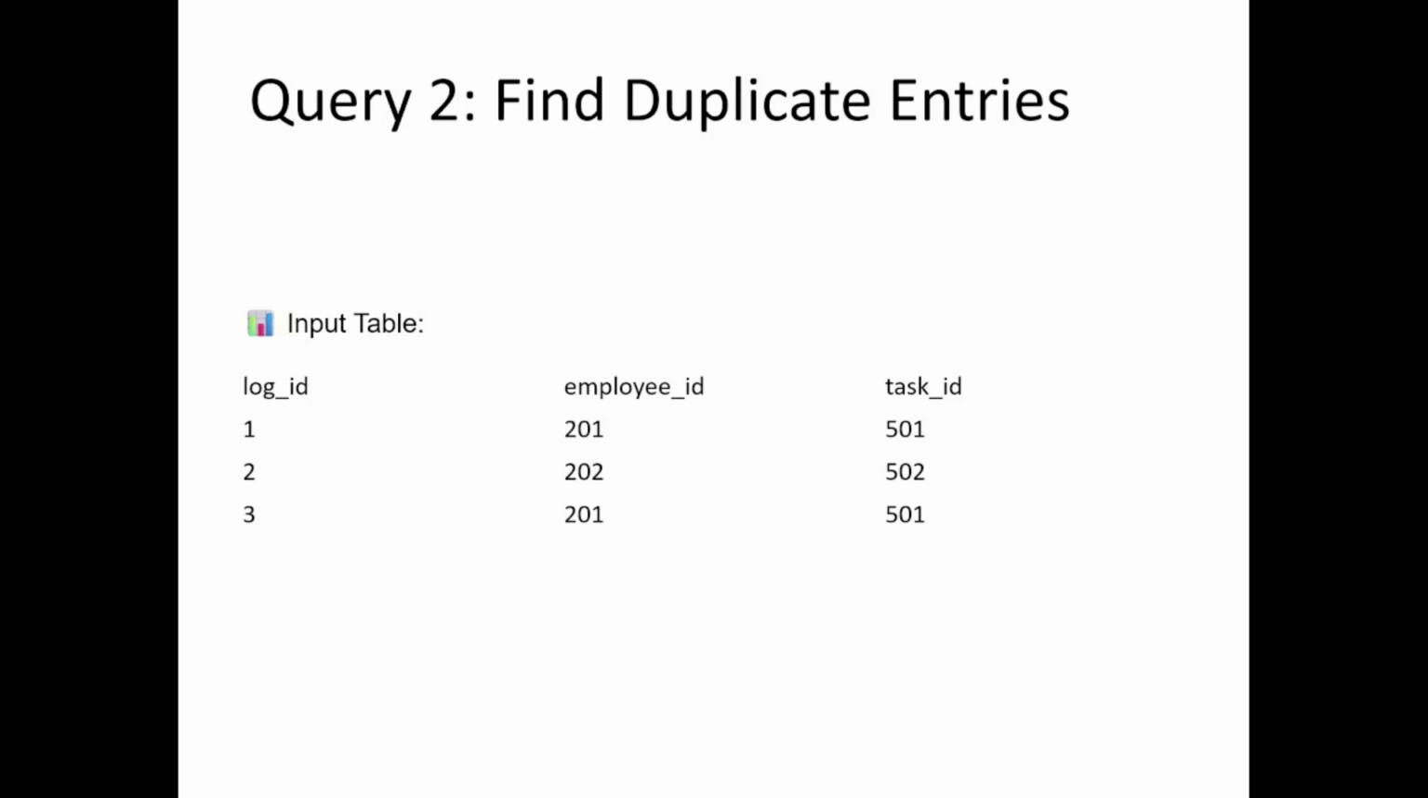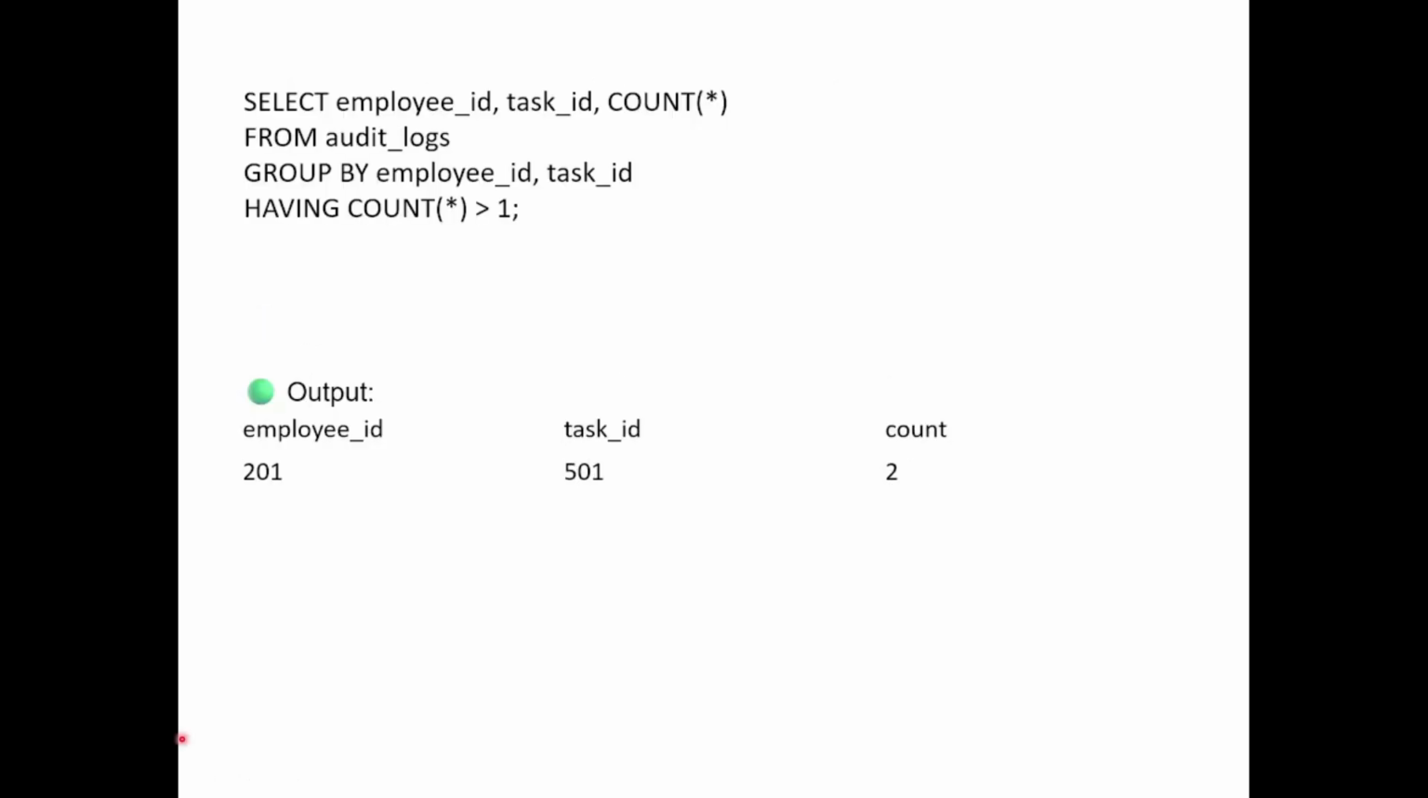So let's look at the problem statement here. Here we have an audit log table with employee IDs and their tasks. So our challenge is to find any duplicate records where the same employee performed the same task more than once. I want you to pause this video for a moment and see how you would approach this problem statement. I hope you are able to find one of the solutions for this query.